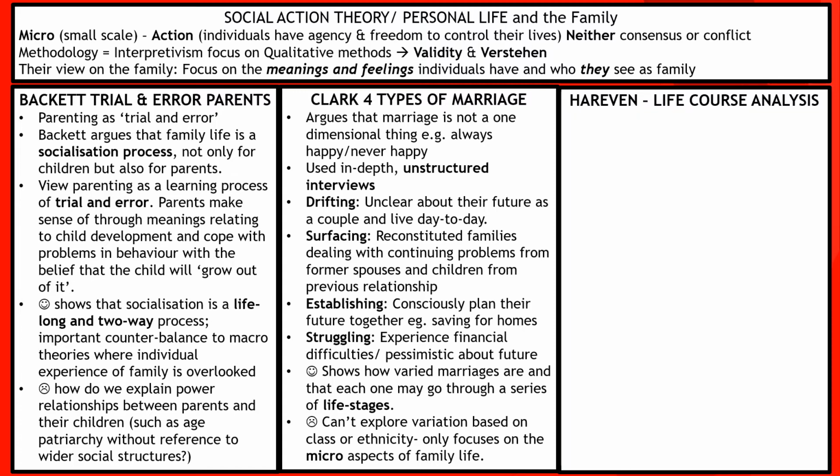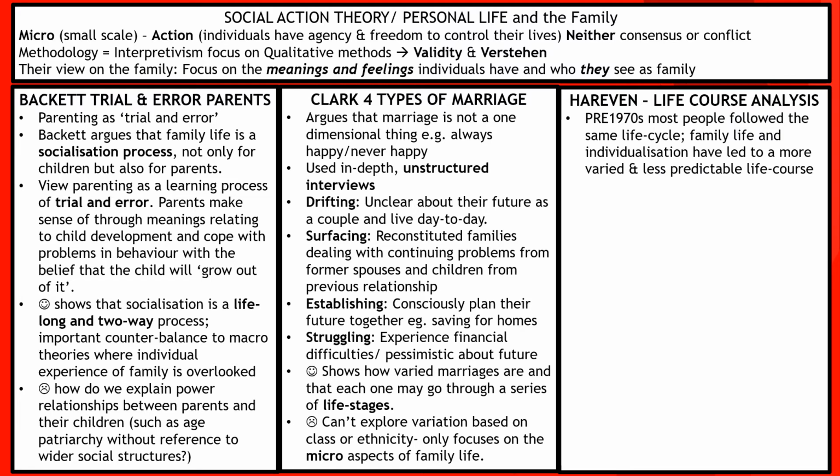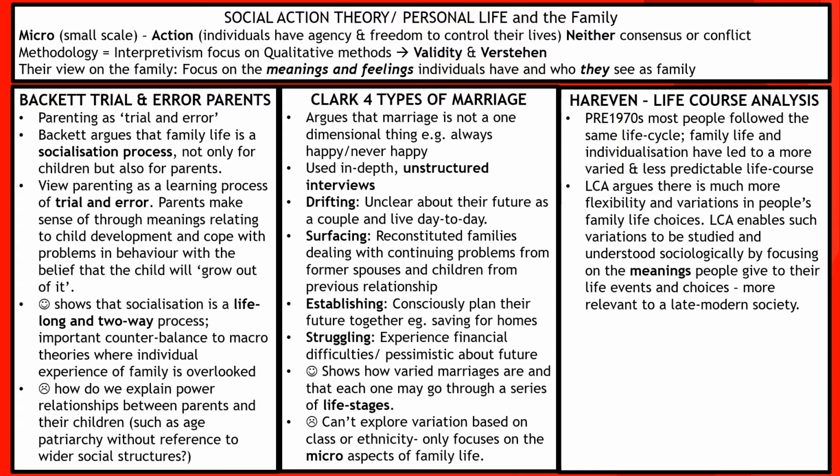And lastly, you've got Harevan, who talks about life course analysis. So before 1970, most people followed the same life cycle. You grow up, you get married, you have children, children leave home, and so on. But this is more about individualization and looks at the life course being less predictable now because of choice, diversity, freedom, flexibility, and we have more agency.